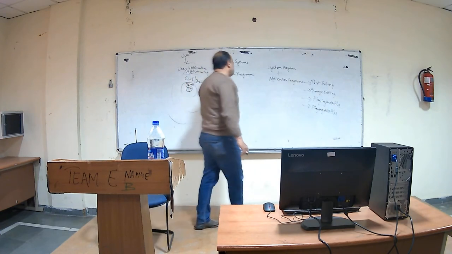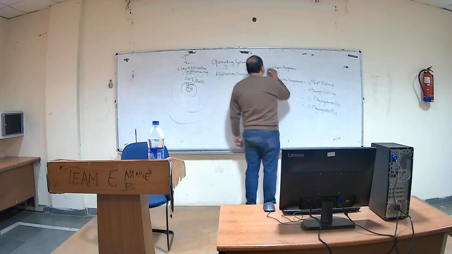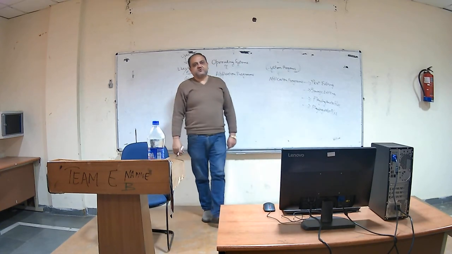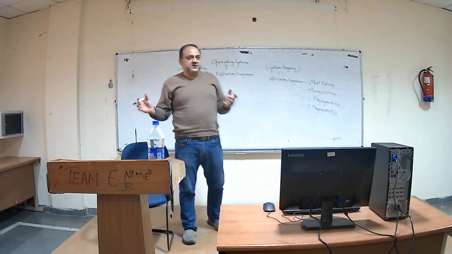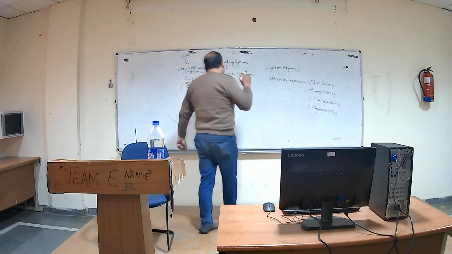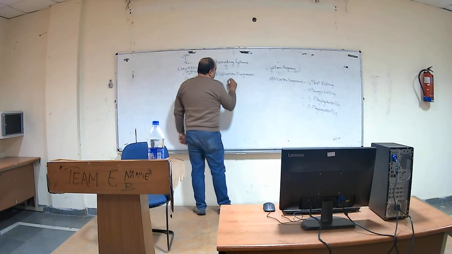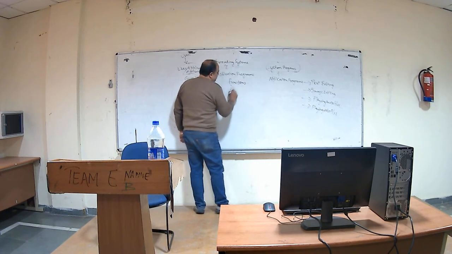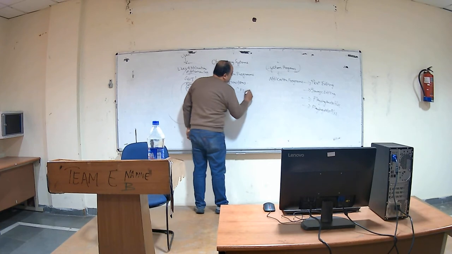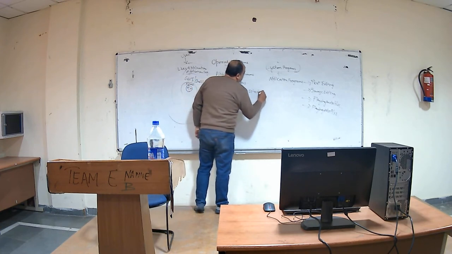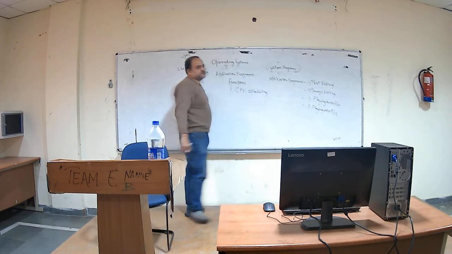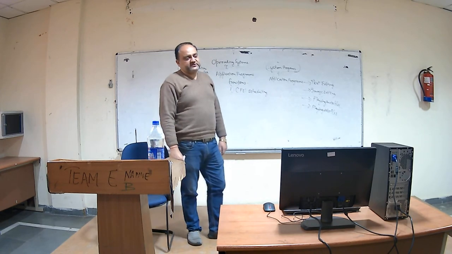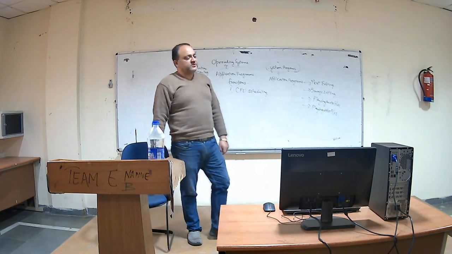Now, what does the system program do? The system program, which we often call the operating system, performs another set of tasks. Now, what are these tasks? System programs can perform various functions. The first function which can be performed is CPU scheduling. Okay, this is the first thing which can be done by a system program or the operating system.